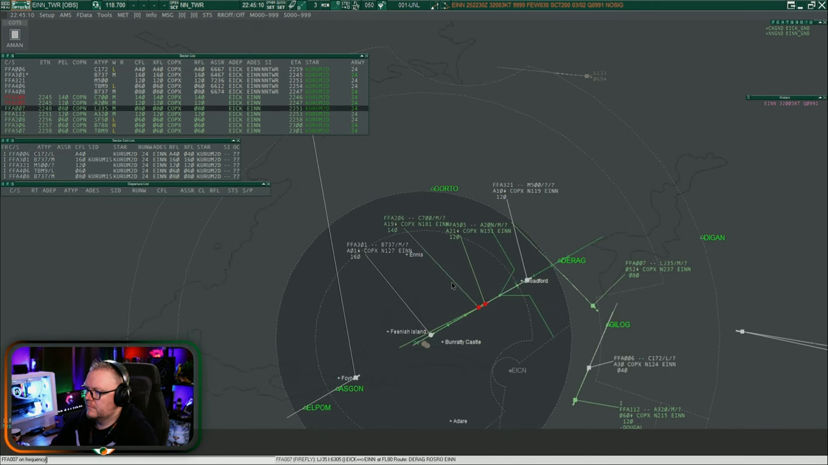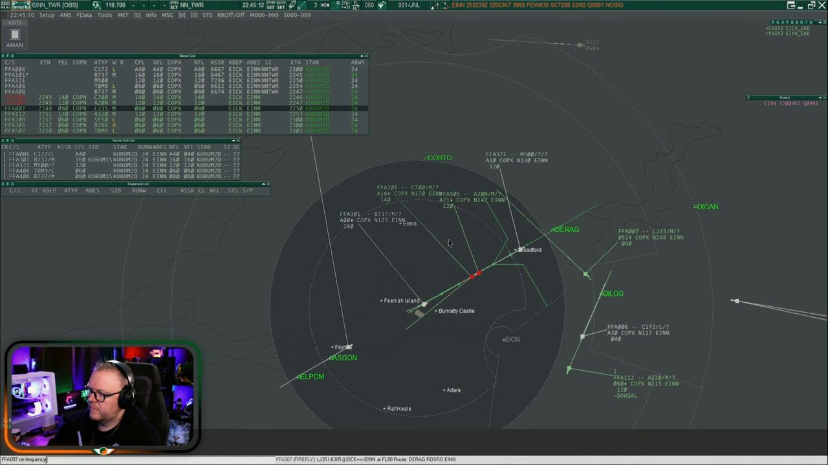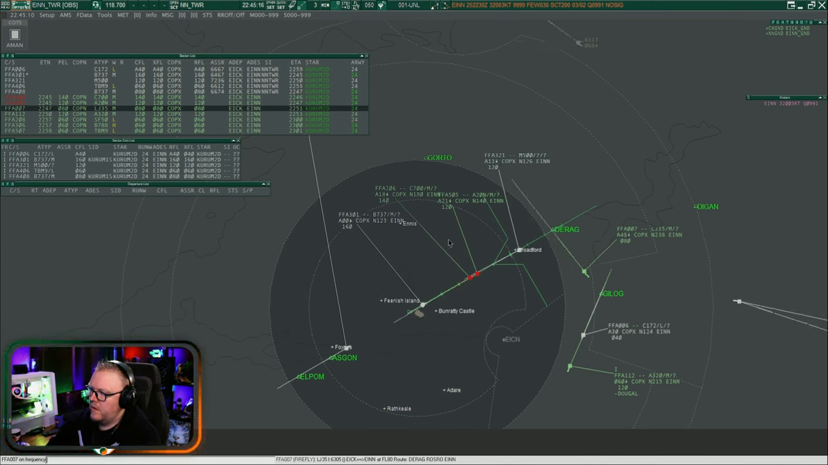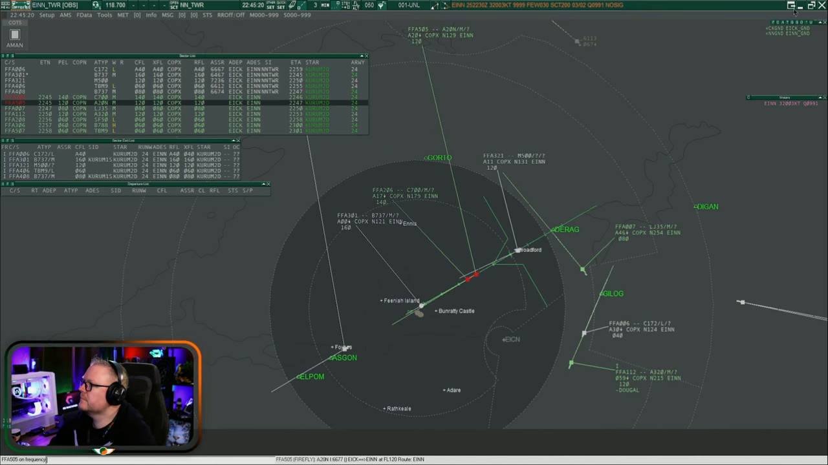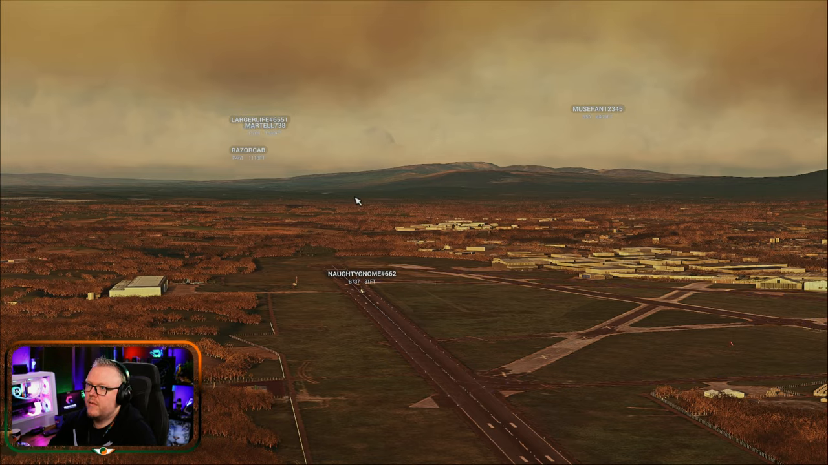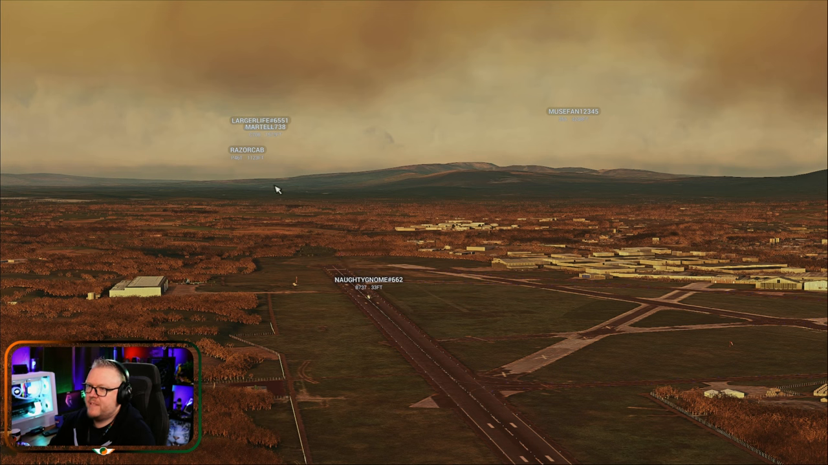Firefly 505, established no final, runway 24. Firefly 505, go around. Firefly 505, going around. Remember, lads, you need to have the absolute distance between you figured out.